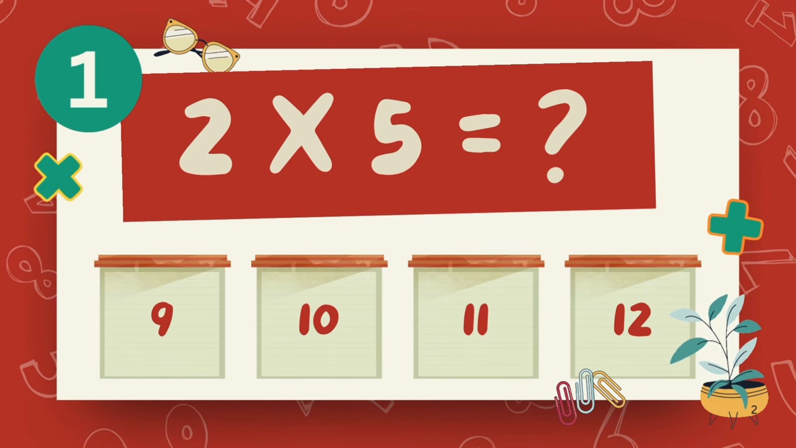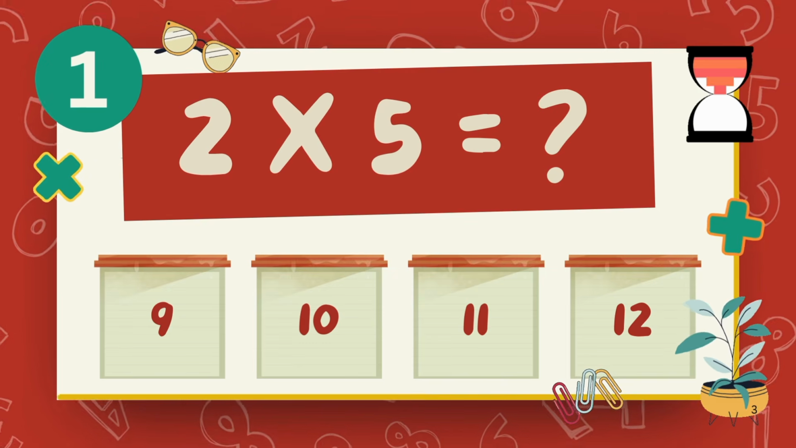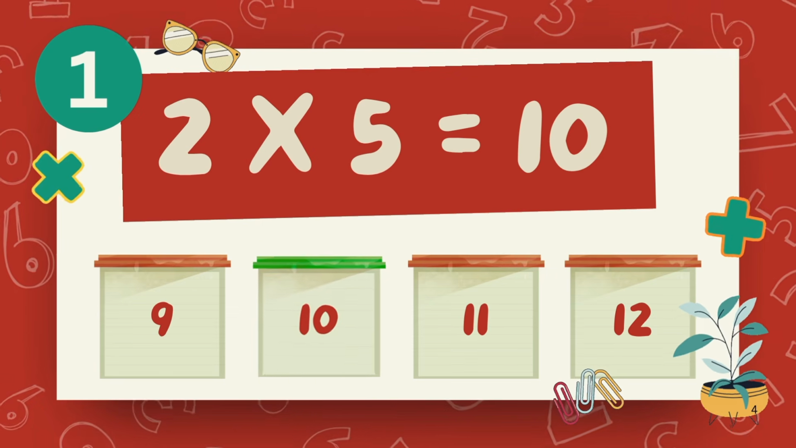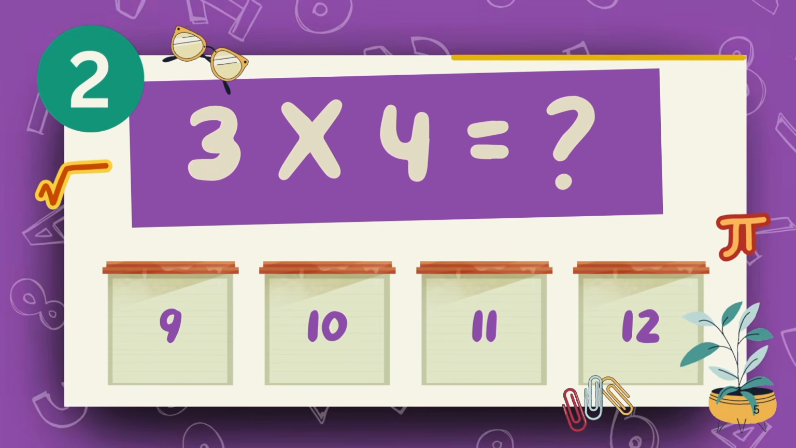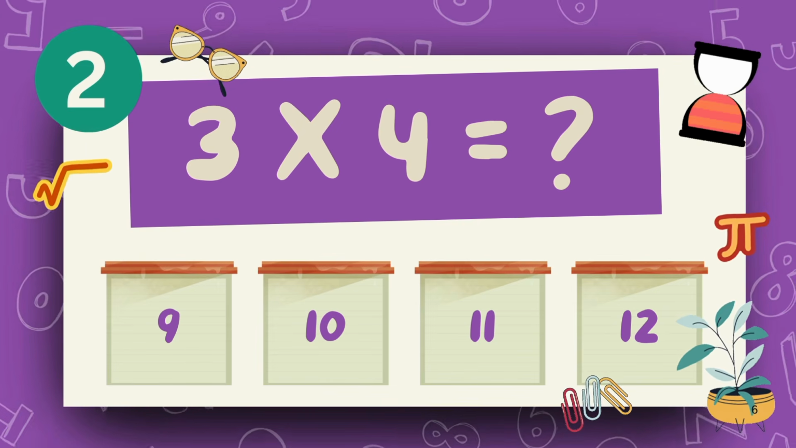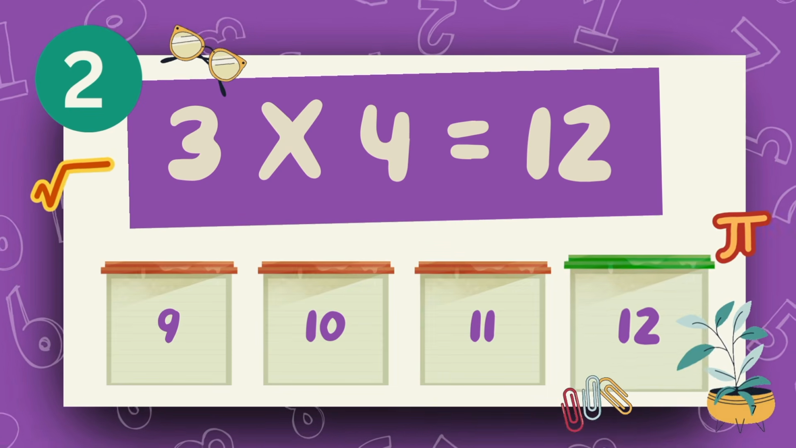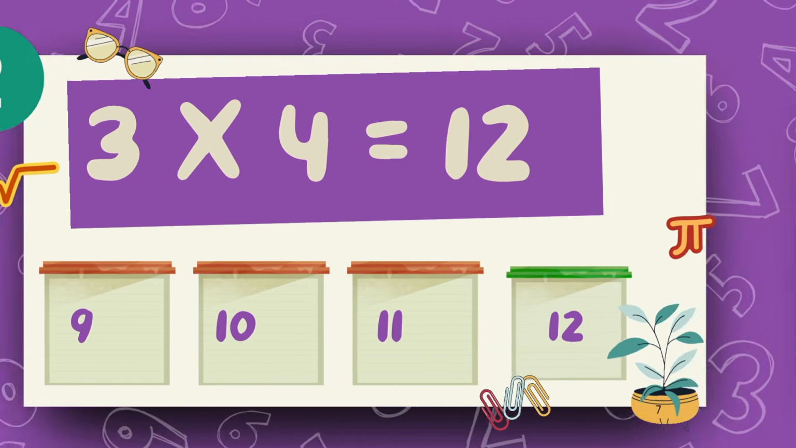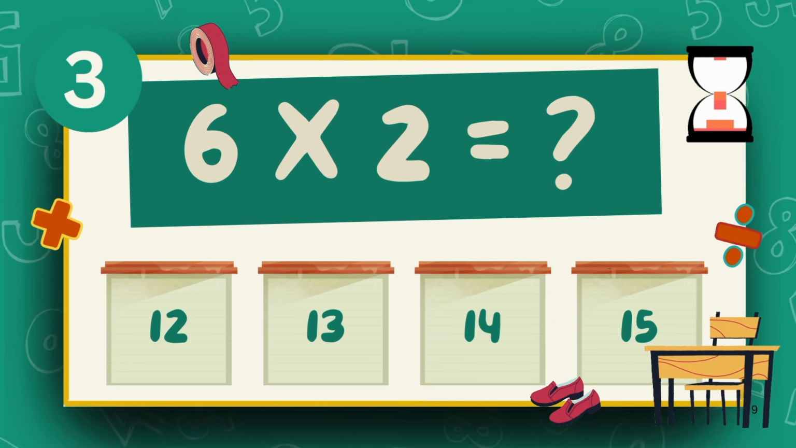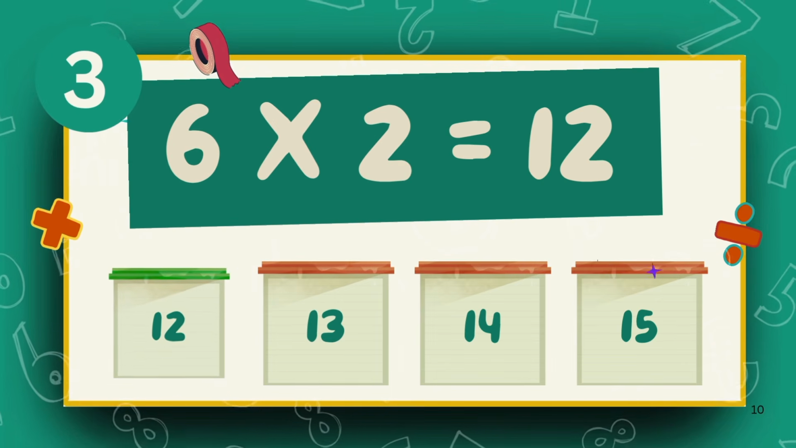What is 2 multiply 5? The answer is 10. What is 3 multiply 4? The answer is 12. What is 6 multiply 2? The answer is 12.